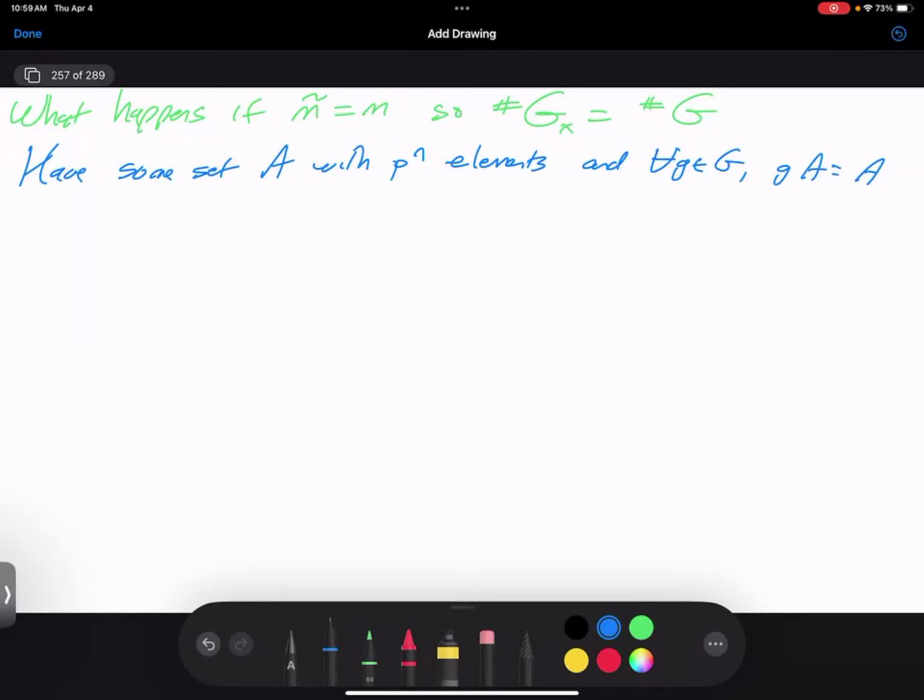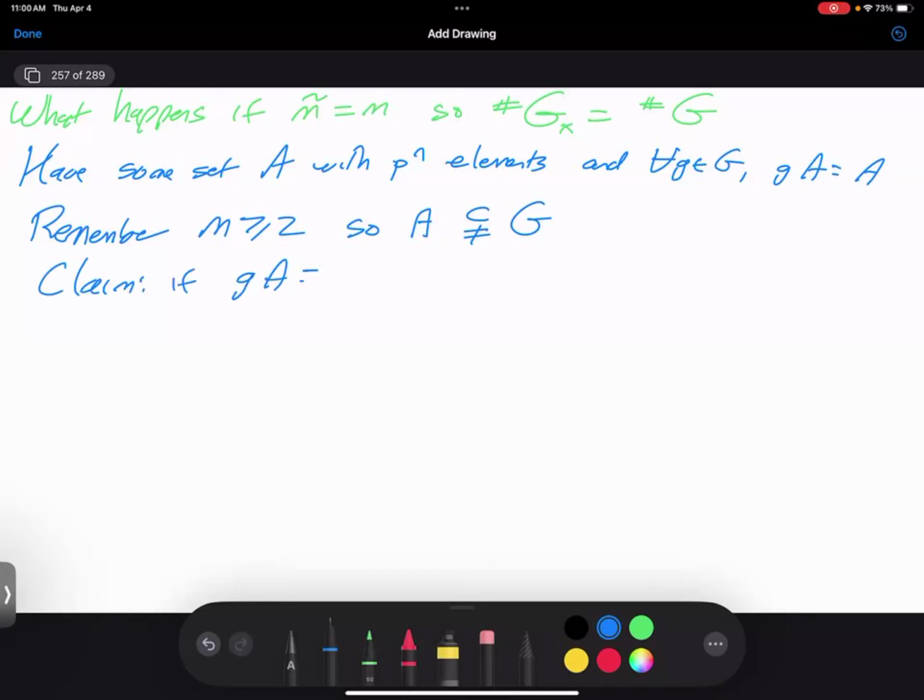So do you think that gA could equal A? Remember, M is greater than or equal to 2, so A is a subset that does not equal all of G. But because g stabilizes, whenever we apply it, it's going to return A to itself. How many elements are there in G? So my claim is that if I want gA to equal A, where does g have to live?